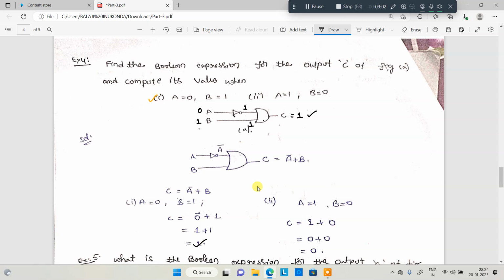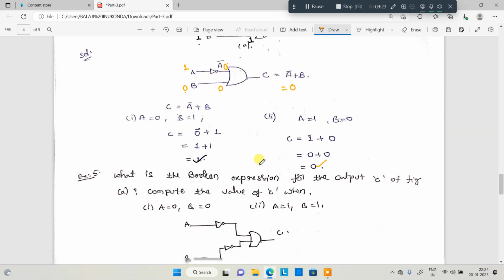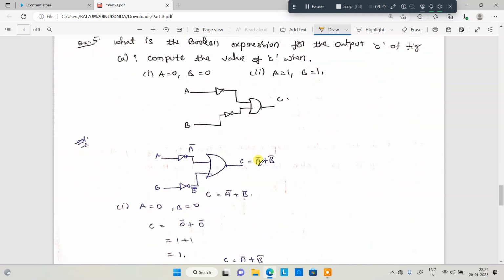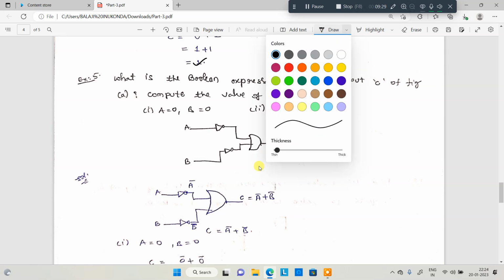Okay. Next, second. In the second case, A is equal to 1, B is equal to 0. Whenever it is 1, you will get 0 here. It is already 0. 0 plus 0, 0 only. So 0 is the answer. Okay. Next we are moving to example 5. Look here.